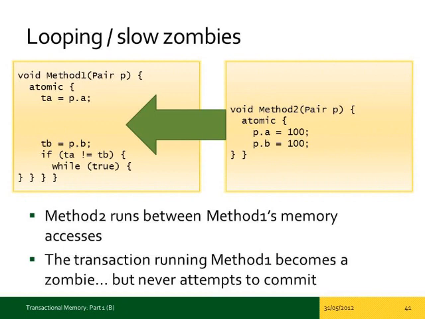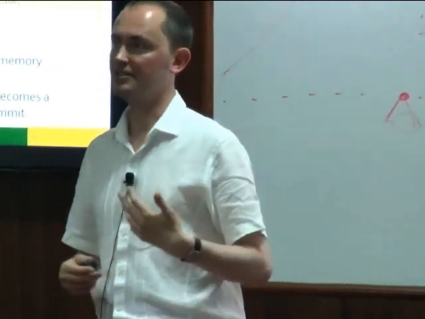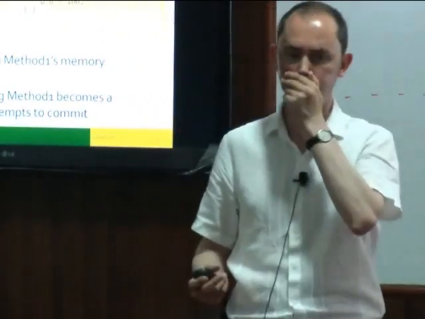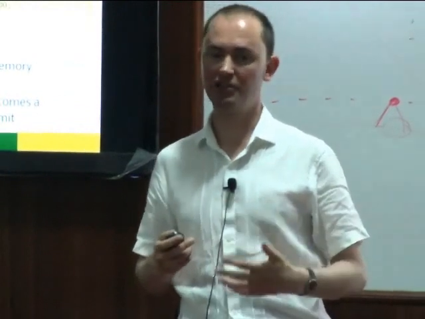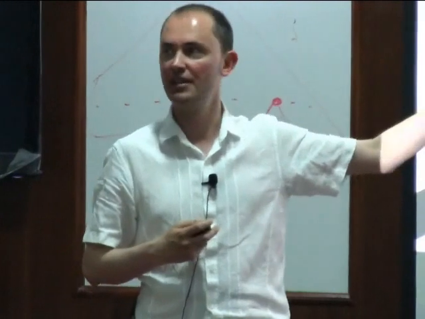So the particular problem here is, for example, we've got two transactions running in different threads. The one on the left is running an atomic block that reads from two fields out of an object, and then if the values differ, enters a loop. And the one on the right makes updates to both of those fields, storing the same value in each.